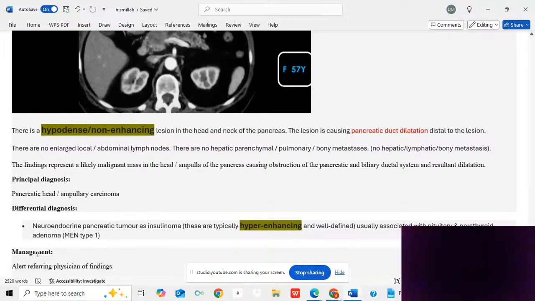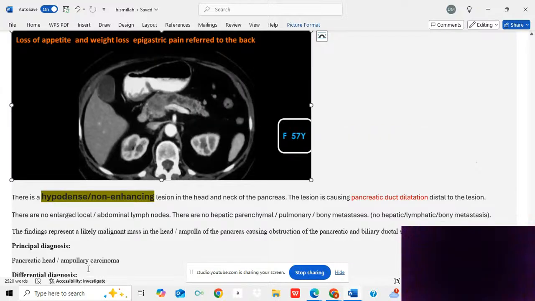The management: how to manage a case of pancreatic cancer. Urgently alert the referring physician of the finding and recommend what? Recommend biopsy. I can tell the patient, hello, you have a mass in your pancreas. Okay, what is this? We still try to find out, but we need to take a biopsy.